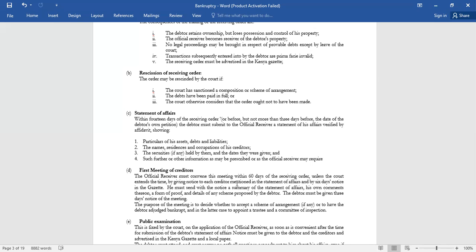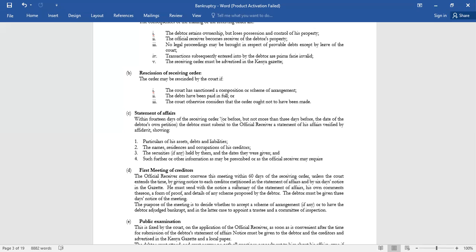the payment proposition is supposed to be attached. What the debtor proposed should also be attached. Of course, the creditors can go ahead and reject it and say this guy has been giving fake promises, which he doesn't honor. So the debtor must be given 3 days notice before the meeting. Now, the purpose of the meeting is to decide whether to accept a scheme of arrangement, if there is any, or to have the debtor adjudged bankrupt.